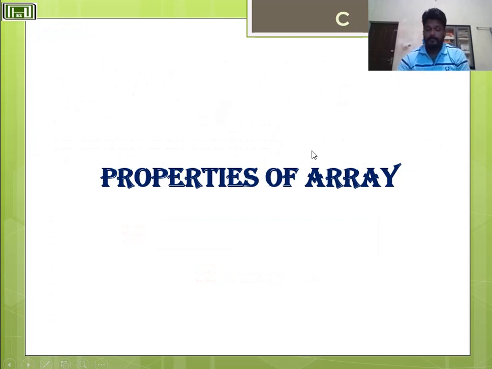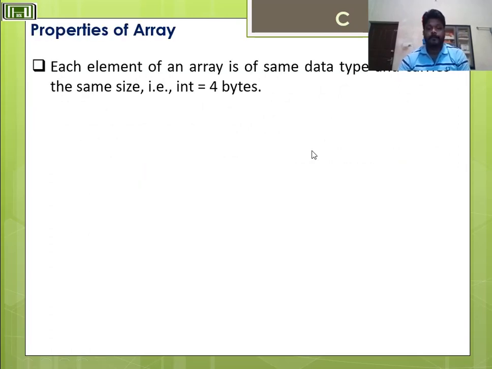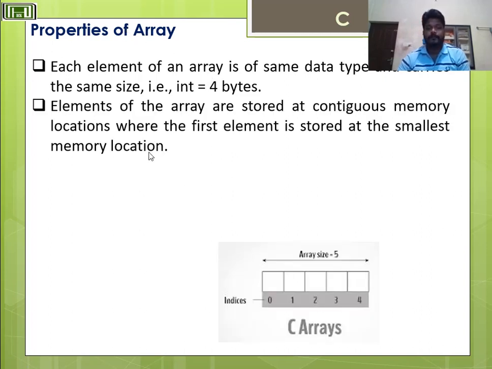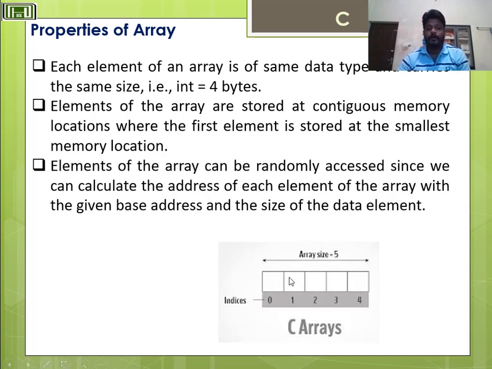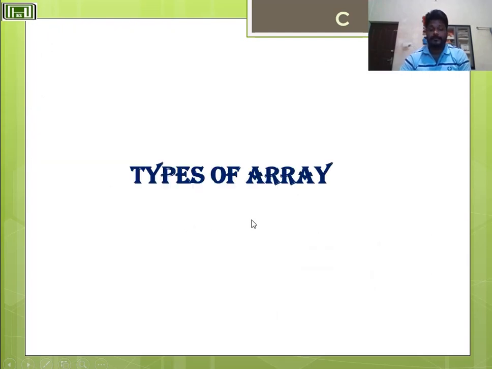Now moving to the properties of array. First one, each element of array is of same data type and carries the same size, that is 4 bytes. Then elements of array are stored at the contiguous memory location, where the first element is stored at the smallest memory location, that is the index 0. Now elements of the array can be randomly accessed, since we can calculate the address of each element of the array with the given base address and the size of the data element.